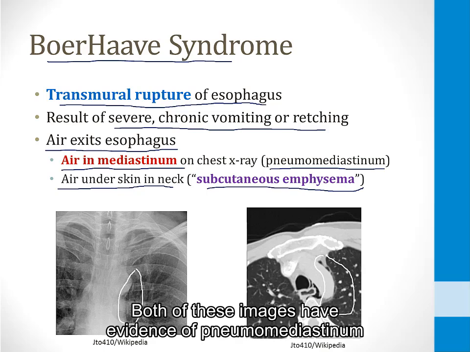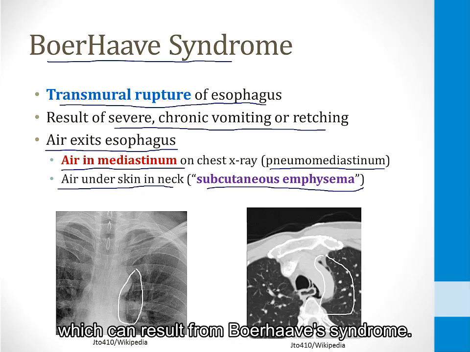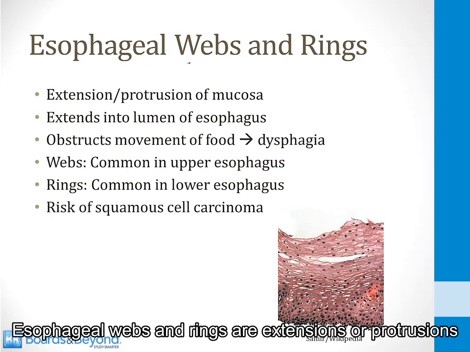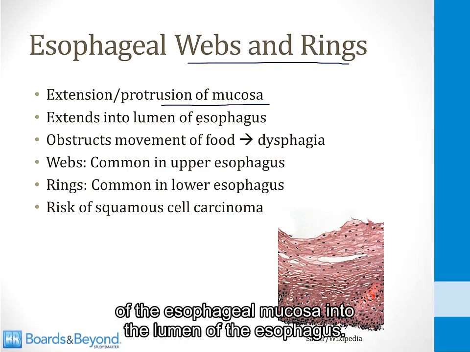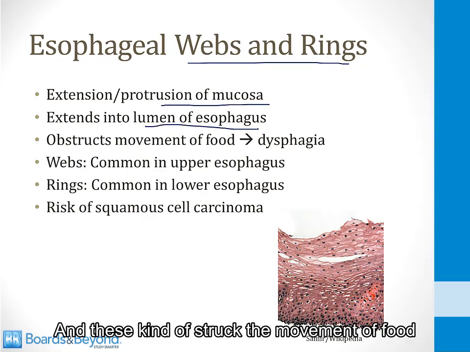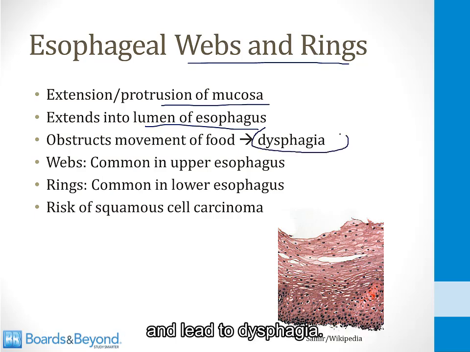Both of these images have evidence of pneumomediastinum, which can result from Boerhaave syndrome. Esophageal webs and rings are extensions or protrusions of the esophageal mucosa into the lumen of the esophagus, and these can obstruct the movement of food and lead to dysphagia.